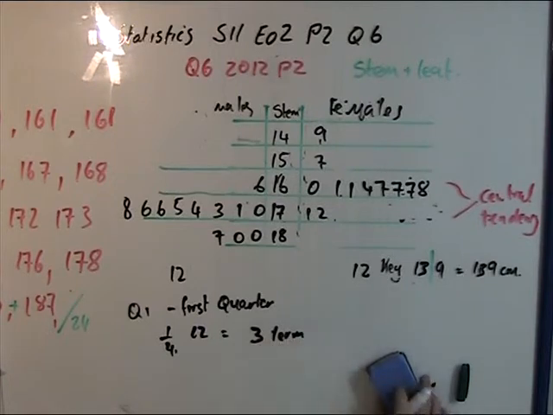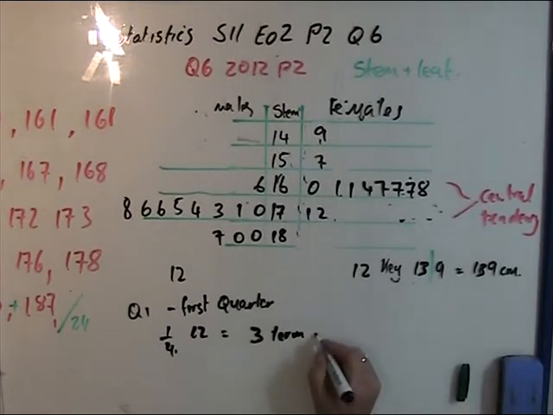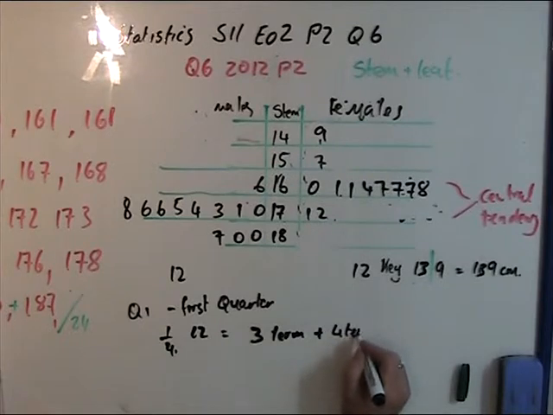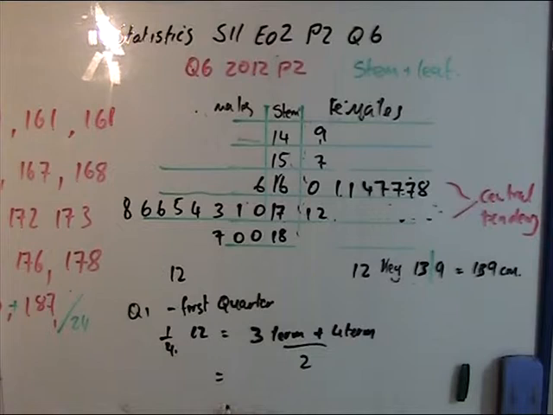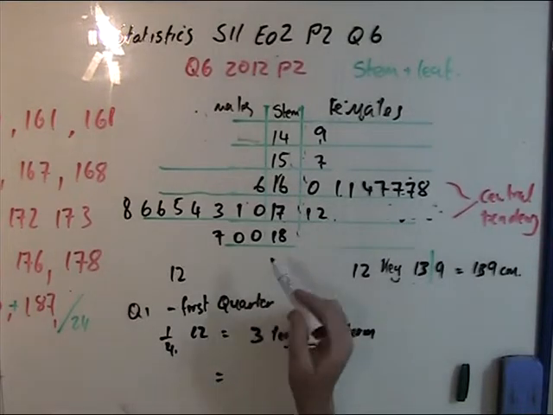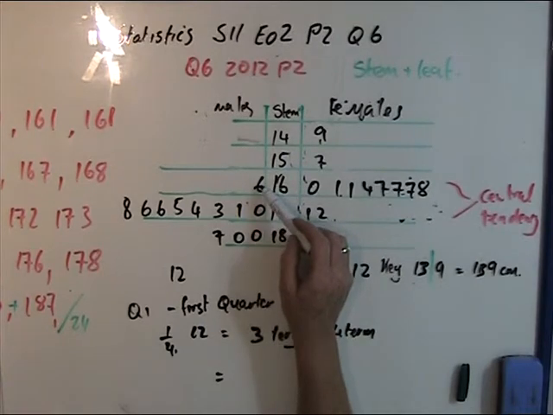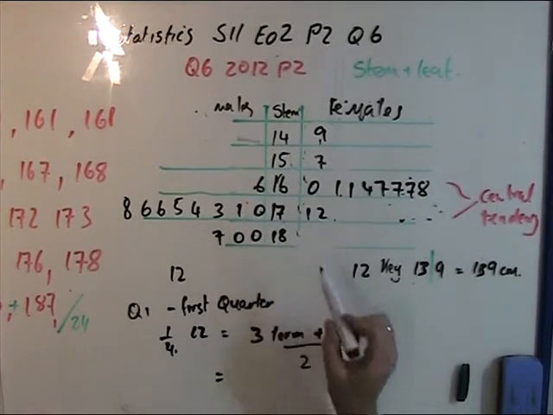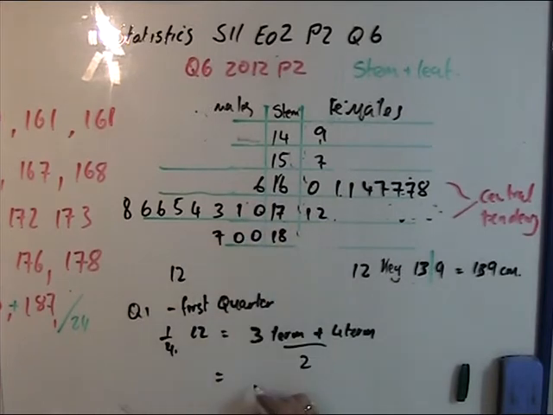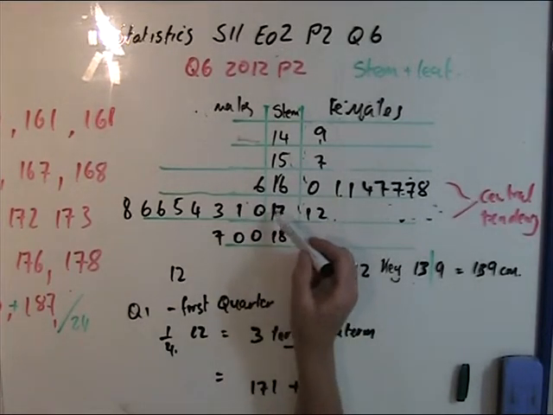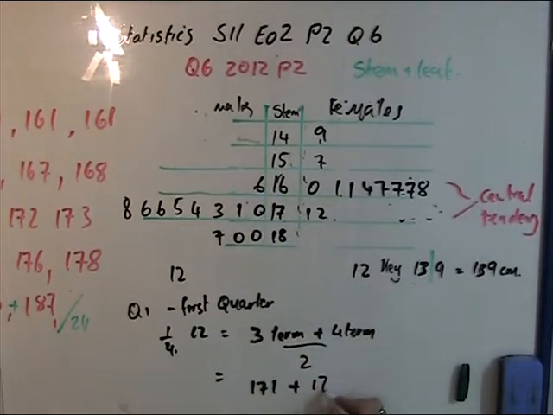Now if I'm finding the third term, I must also add the fourth term and divide by 2, which gives me an exact measurement. So for the males, this is the first term, second, third. So it's going to be 171 plus the fourth term 173, divided by 2, gives me whatever it gives me.